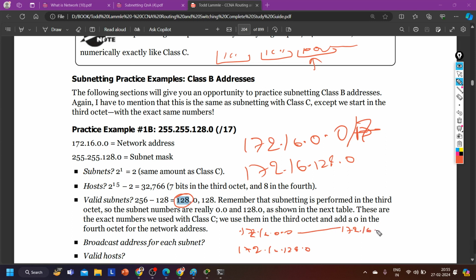172.16.255.255. Are you sure? Sir, we are talking about slash 17. So 127.255. If you add 1 over here, 256 is not valid, so this one will become 0 and it will add 1 over here, and it will become 172.16.128.0. So this is your second network, right? And the last address of the first network is just one IP before this IP. Yes or no?